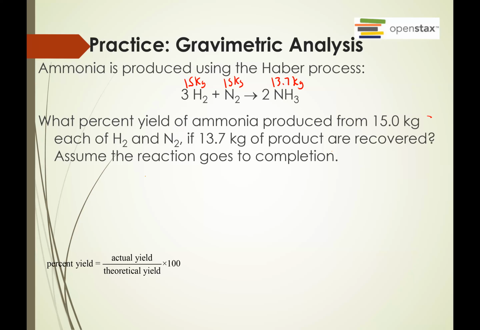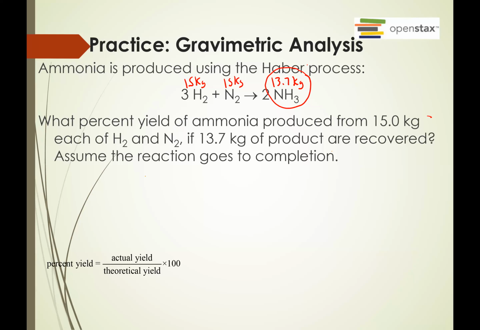I'm trying to figure out which one, because I labeled it as actual, but now I don't know. So remember, the 13.7 is a product, and products are yields. So 13.7 is either the actual yield or the theoretical yield.